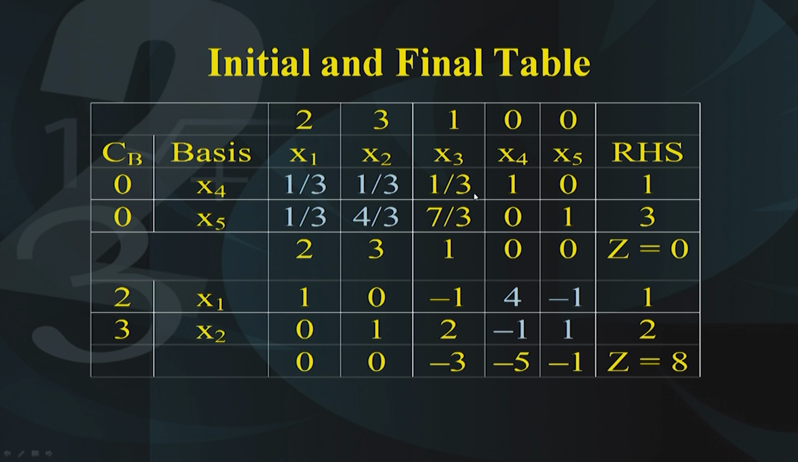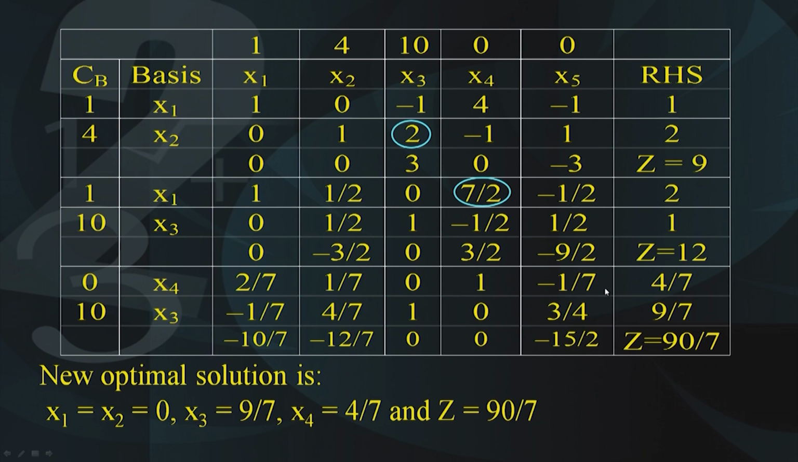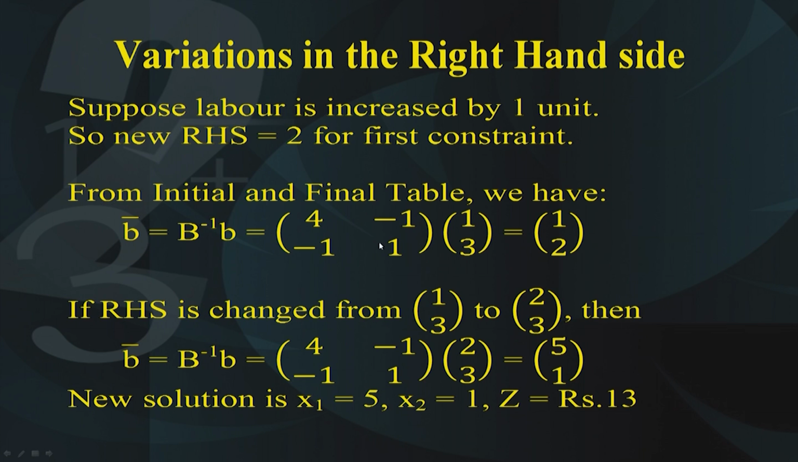Now, the same thing applies if we have thought of making a change in this entry 1. Suppose this entry we want to make as 2. Since this entry is now 2, because 1 plus 1 is 2, we will multiply this B inverse, 4 minus 1, minus 1 1, with 2 3, and we will get the new right hand side of the optimum table. So, let us see how this is done.